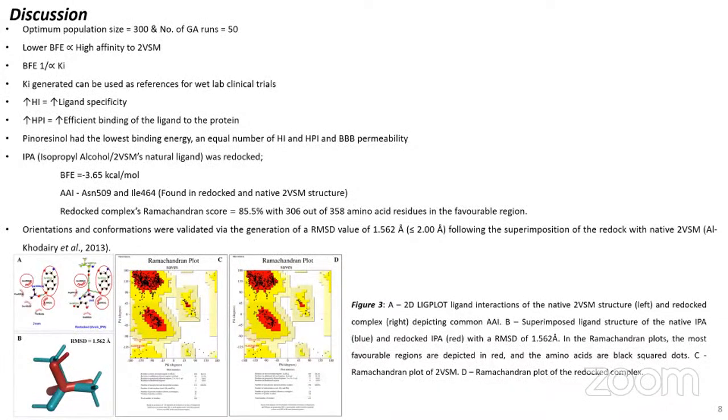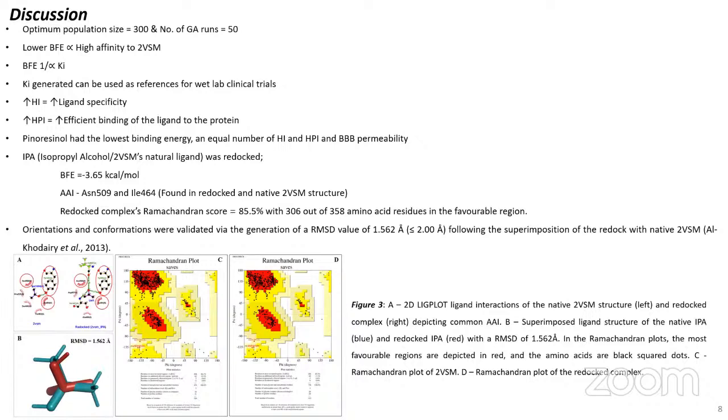Docking in AutoDock is an iterative process where the population size, or the collection points in space, and the number of GA runs, or the number of iterations, define the quality and reliability of the binding free energies of each output. Primarily, the binding free energy, which is the sum of final intermolecular energy, van der Waals forces, hydrogen interactions, dissolution energy, final internal energy, and torsional free energy, was employed in the selection of the best performing ligands against 2VSM, along with the ADME properties of the phytochemicals.